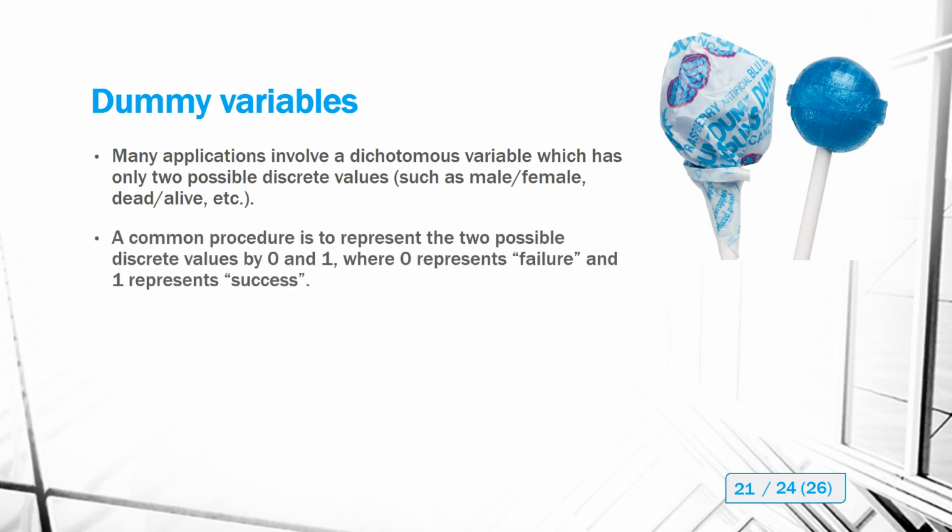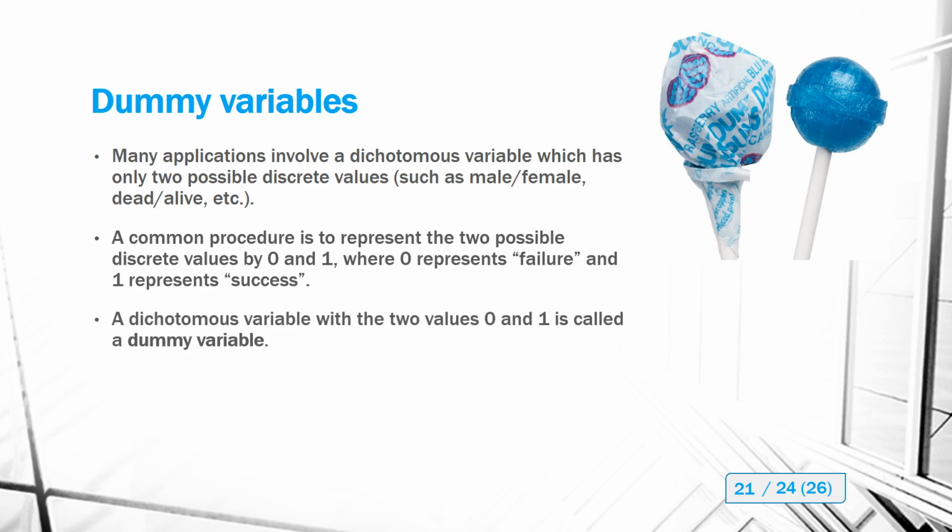What we do is take these dichotomous variables and represent them mathematically with a 0 and a 1. We do this because discrete values, remember, this is categorical data, and we can't put categorical data into a mathematical operation. So the way that we represent this in a mathematical equation is with what's called a dummy variable. The dummy variable is simply the dichotomous variable that we represent with either a 0 or a 1.